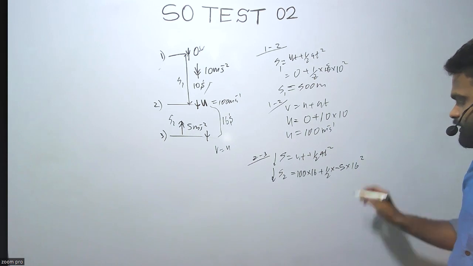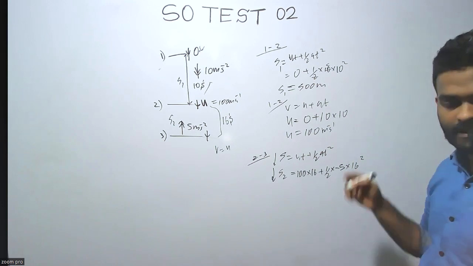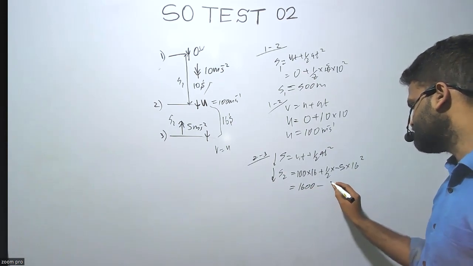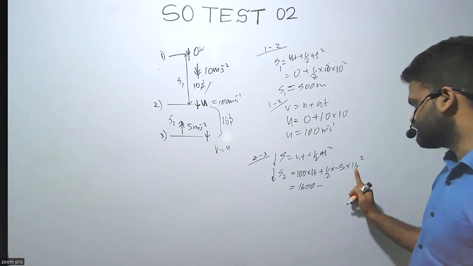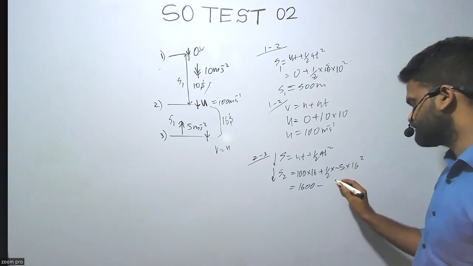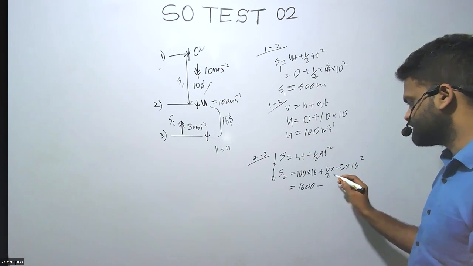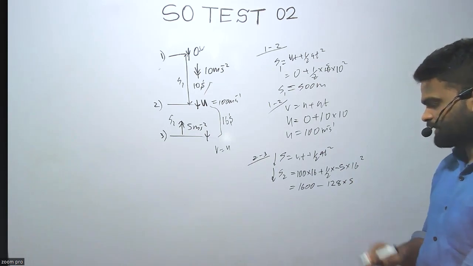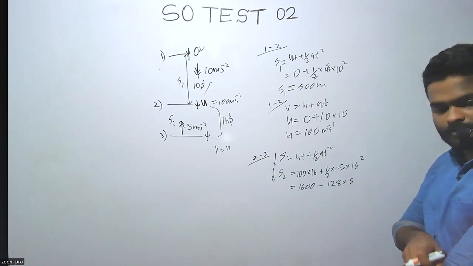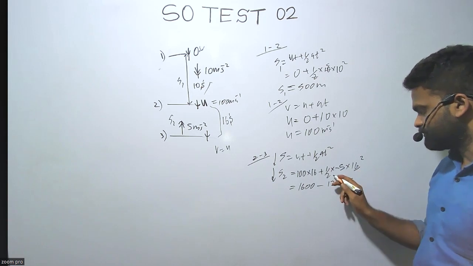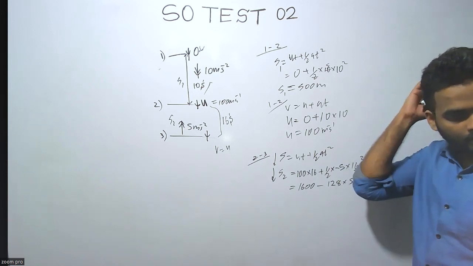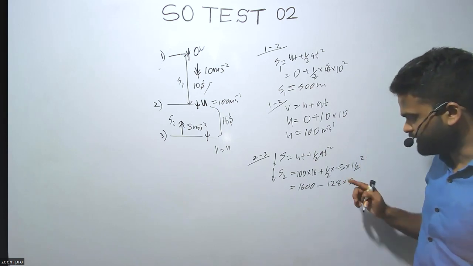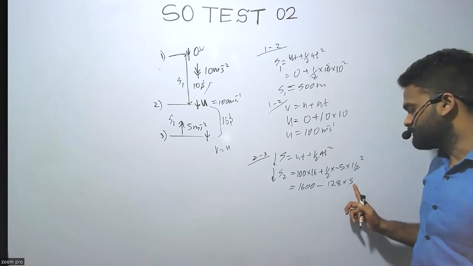Time is 16 squared. Let's simplify this. So this is 1600, this is minus. 16 squared means 256. 256 divided by 2 is 128, then multiply by 5.